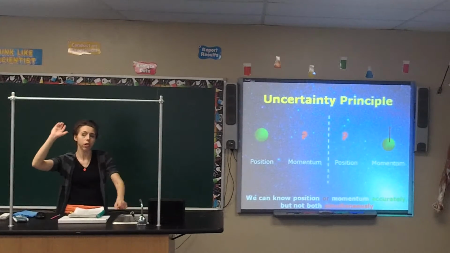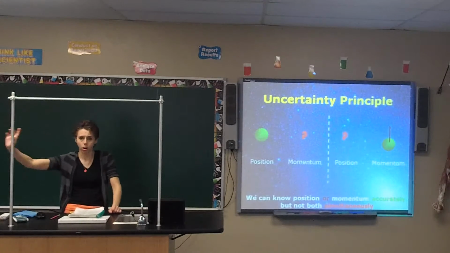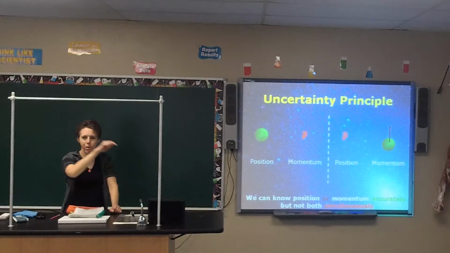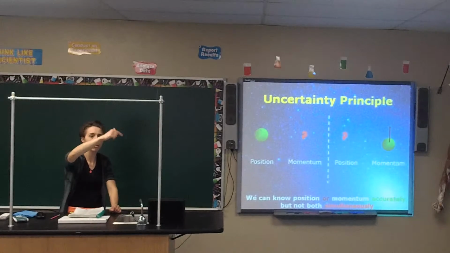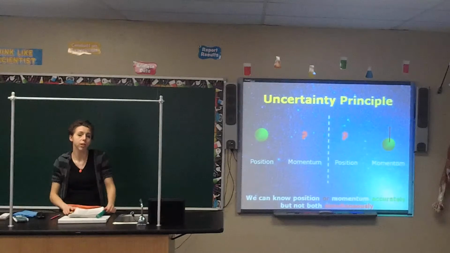You can know one or the other. You can stop it and know its position, know where it's at. Or you can see how fast it's moving, but you can't see where it's moving at each individual point. Sometimes this weirds out students because they want to compare it to everyday objects.